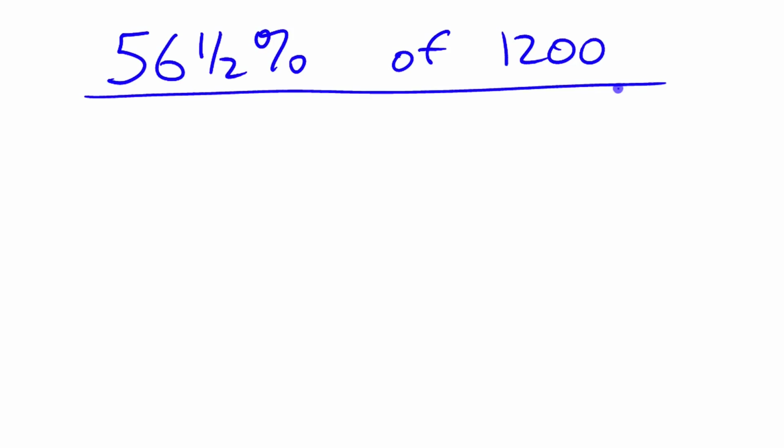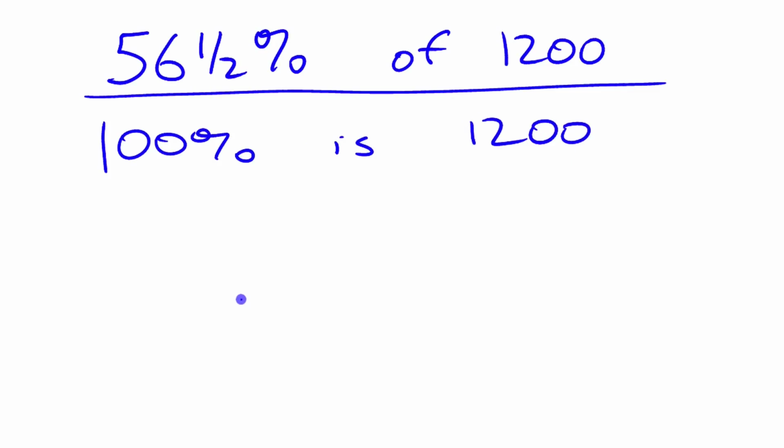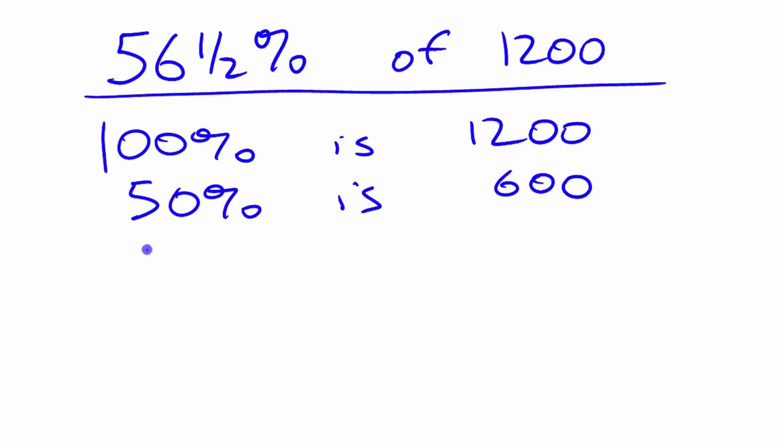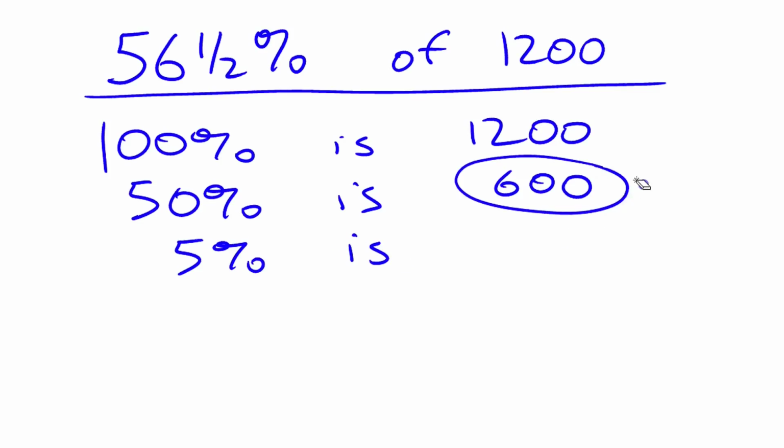So to work this out, we're always going to start with what 100% is. 100% is the number itself, 1200. And then we've got to work our way down to 56.5. So I'm going to say first that 50% is half of that, 600. And then we need to get our 6.5. So first I'm going to get 5 because that's easy to get from 50, right? It's just a tenth of this. 5% is a tenth of 50%, so this is 60.